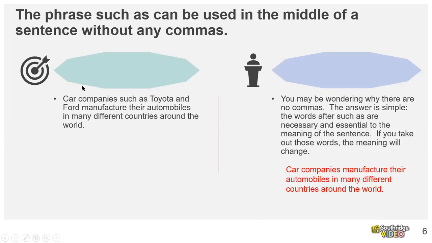You cannot put car companies, comma, such as Toyota and Ford manufacture their automobiles. Gak bisa. Jadi dia harus sambung ya. There is no comma. Understand? So you have to be careful when the sentence is like this. There is no comma before such as.